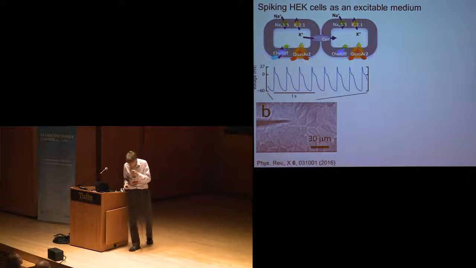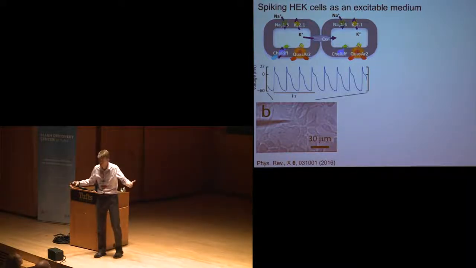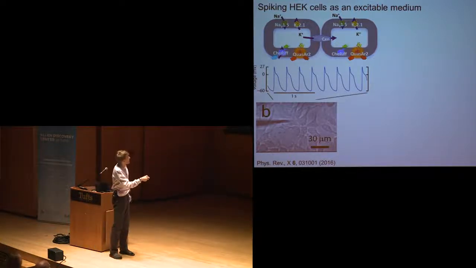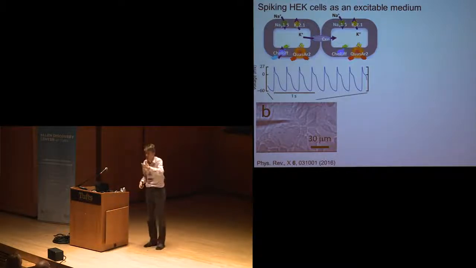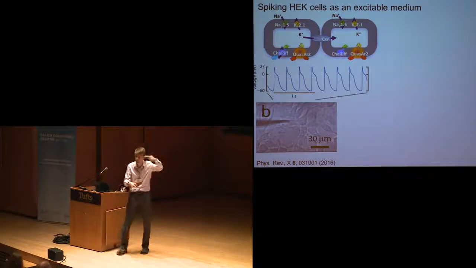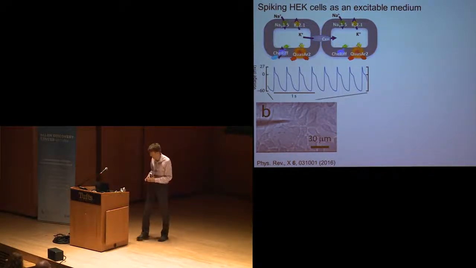So one day we were looking at a culture of these cells, and we stuck a patch pipette into one of the cells and recorded the voltage. And this is what we recorded. So the cell was spiking away. Now, I explained how this sodium channel and this potassium channel can drive a spike. But it was a mystery to us why the cells kept spiking over and over again. What's re-triggering them after each spike? Why is this behavior periodic?